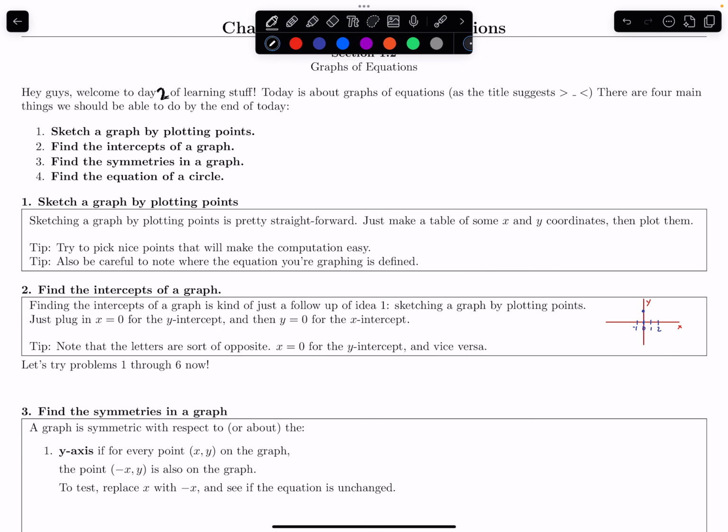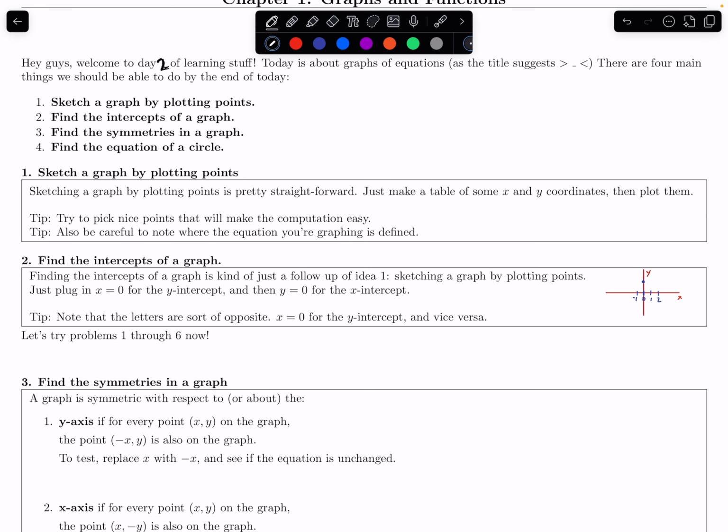Okay, so the first topic is to sketch a graph by plotting points. And to me, this is probably the most straightforward of all the topics today. All you do is just make a table of x and y coordinates, and then you just plot them. A couple of tips though, try to pick nice points. When I say nice points, I mean points that are going to make your calculations easy. A lot of times that means picking x as 0 or y as 0, or x is 1 or y is 1. Other times you got to look where the equation you're looking at is defined.